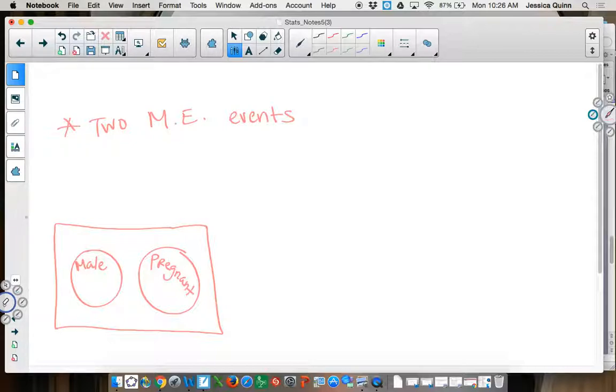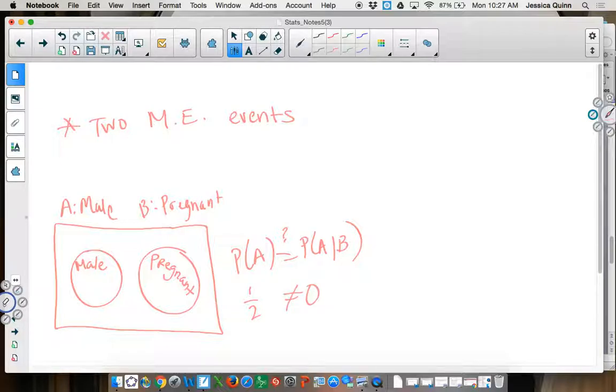Okay, let's think about it. Let's say male is A, B is pregnant. Does the probability of A equal the probability of A given B? Let's say half of the people in the room are male, so that's 1/2. Given that I picked a pregnant person, what's the probability that I pick a man? 0. So not. Two mutually exclusive events can never be independent.